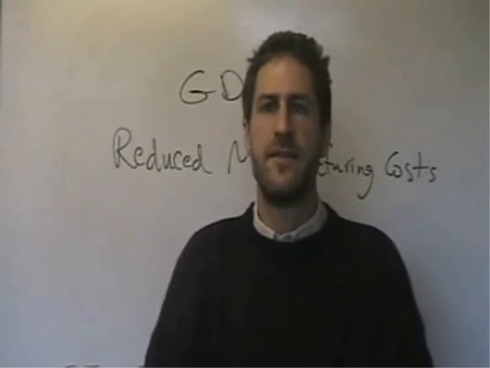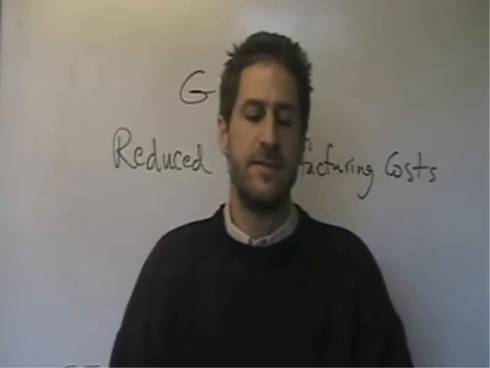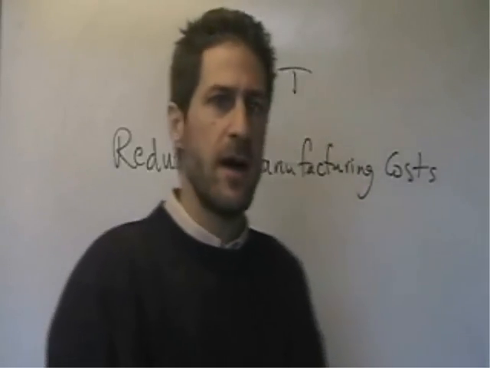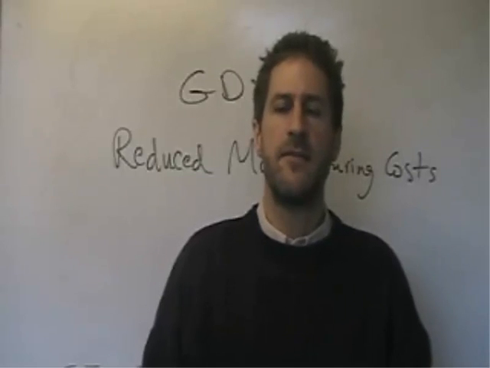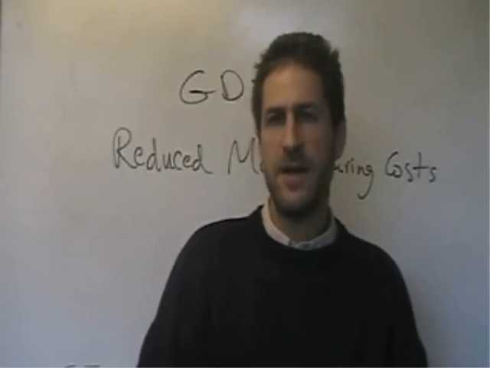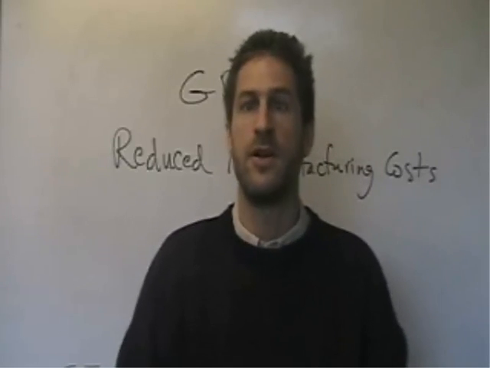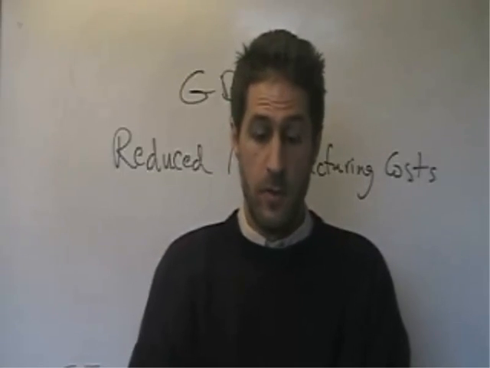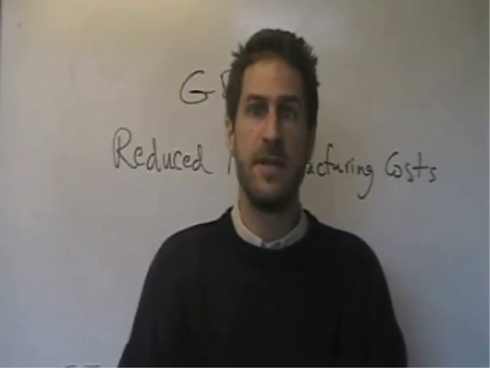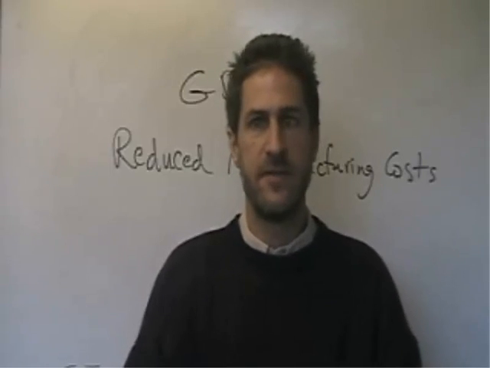Alright, so the next phase of our GD&T series of video lectures. This one we're going to talk about reducing manufacturing costs. It's kind of ironic when manufacturing people, especially if they don't understand GD&T, see a drawing with a bunch of GD&T symbols on it, they get nervous. Like, oh, this is going to be expensive to machine.